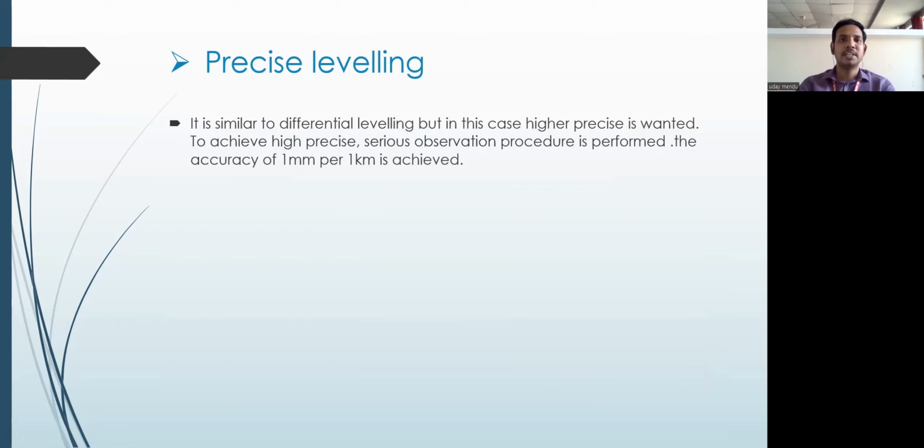And the next one is precise leveling. Precise leveling is similar to differential leveling, but here the readings should be taken precisely. Accuracy should be more. So in order to achieve that high precision, a serious observation procedure is performed. An accuracy of 1 mm per 1 kilometer is achieved. Precise leveling is done in a similar way to differential leveling, but in differential leveling accuracy is very low, whereas in precise leveling the accuracy is more. So that is about precise leveling.